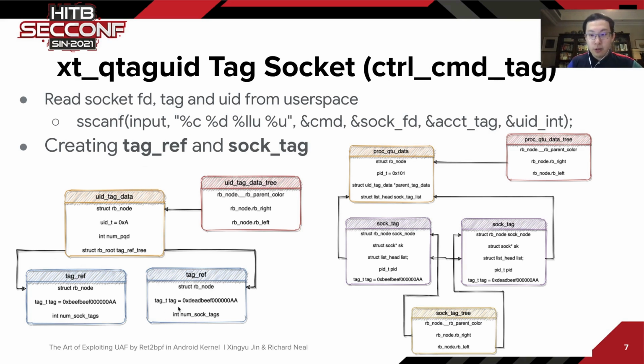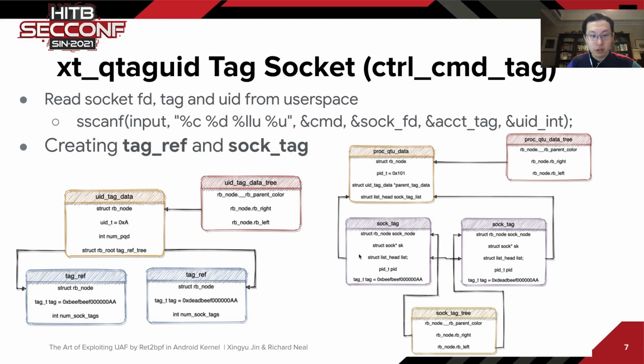Also following a similar pattern, the kernel will find the proc data from a global variable and allocate a structure called sock_tag. As you can see, the different sock tags are linked together, and they all come from the proc_qtu_data structure. So for now, please remember the sock_tag structure. Later we will see the use-after-free in the sock_tag structure.